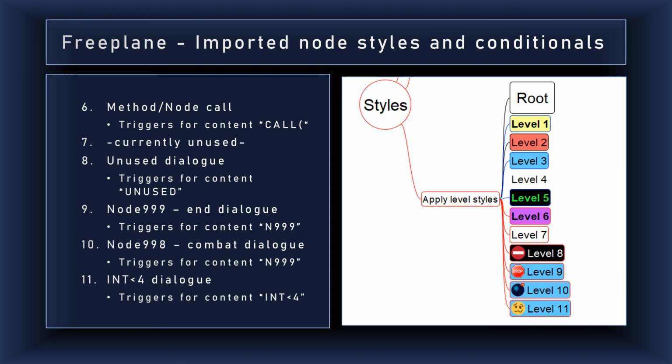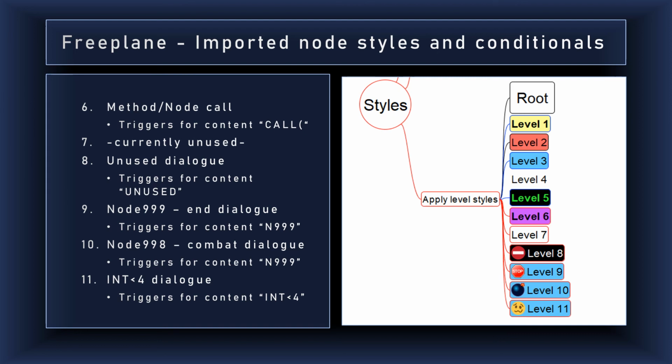998, combat dialog, that's going to trigger for content 998, meaning that if I trigger something to go to the 998 node, which we know is our combat node, it will automatically put the little bomb there. Again, I wanted to make sure that I left it pretty normal in terms of the content of the node itself being easy to read. So 9, 10, and 11 are the same thing as PC dialog at level 3.